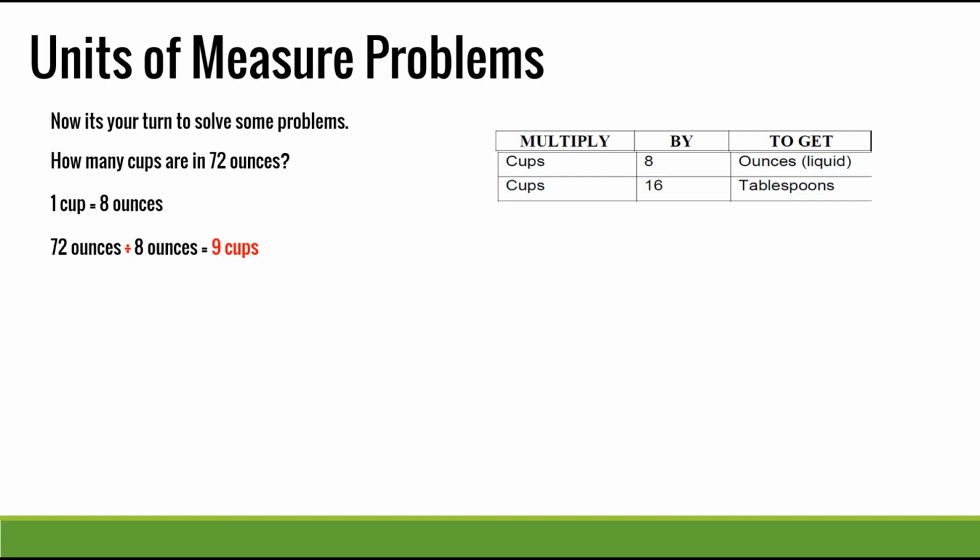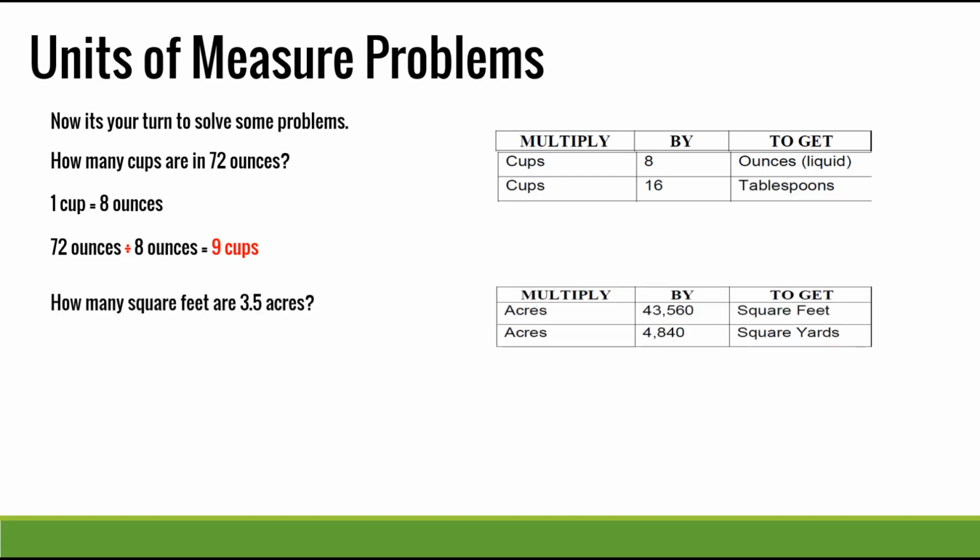Based on our conversion table chart, 1 cup is equal to 8 ounces. Therefore, our initial number, 72 ounces, can be divided by 8 ounces, or in this case 1 cup, which will give us 9 cups. So we could say that 72 ounces is equivalent to 9 cups. How about another practice problem? How many square feet are in 3.5 acres? Go ahead and pause the video and see if you can figure this one out.